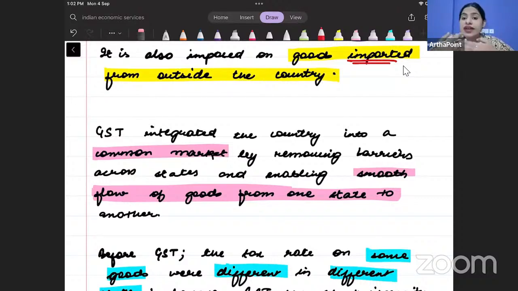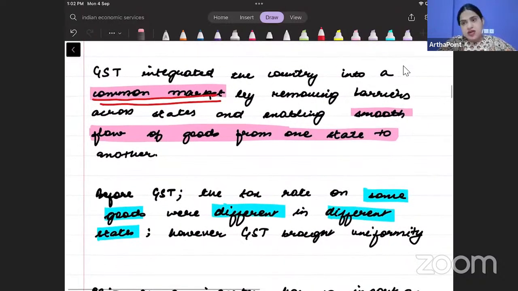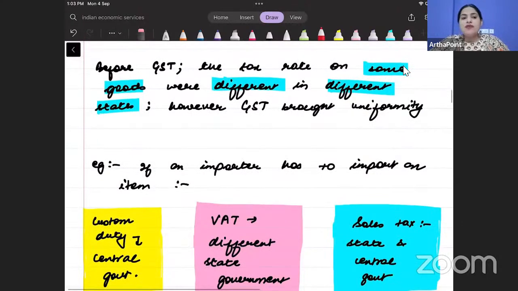So it has integrated the country into a common market. एक कॉमन मार्केट आ गई है, आपको सेम प्राइस मिलेगा प्रोडक्ट्स का by removing barriers across states. So all the barriers have been removed, right? And enabling smooth flow of goods from one state to another. तो क्योंकि अब मेरे को बार बार ट्रक को रोककर अलग अलग टैक्स रेट नहीं पे करना, तो जो हमारे goods का flow है from one state to another वो बहुत ही ज्यादा स्मूथ हो गया, वो बहुत ही ज्यादा इजी हो गया. Okay, forward.